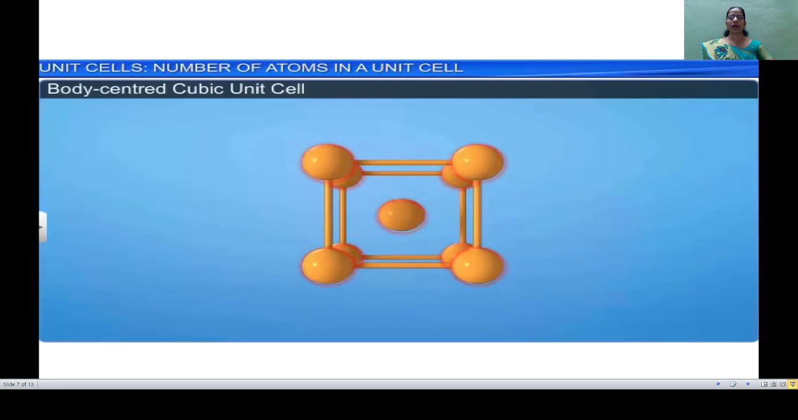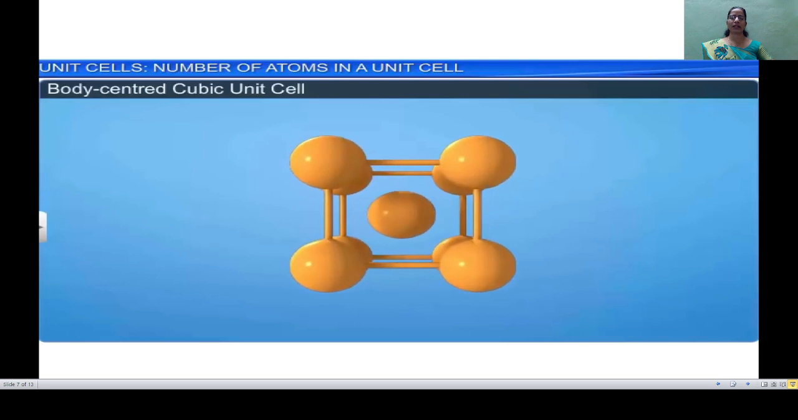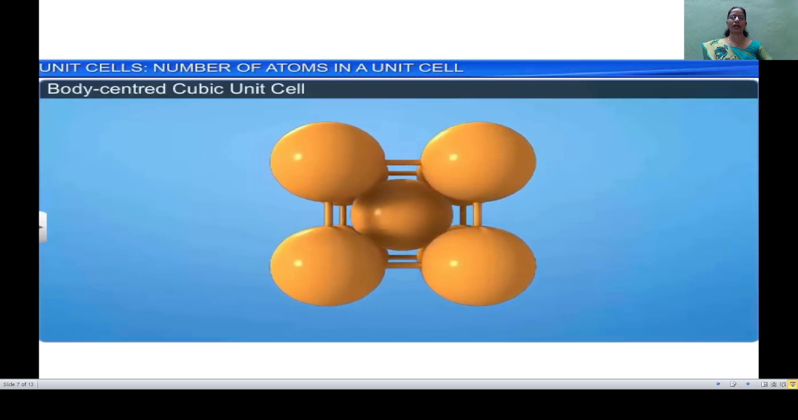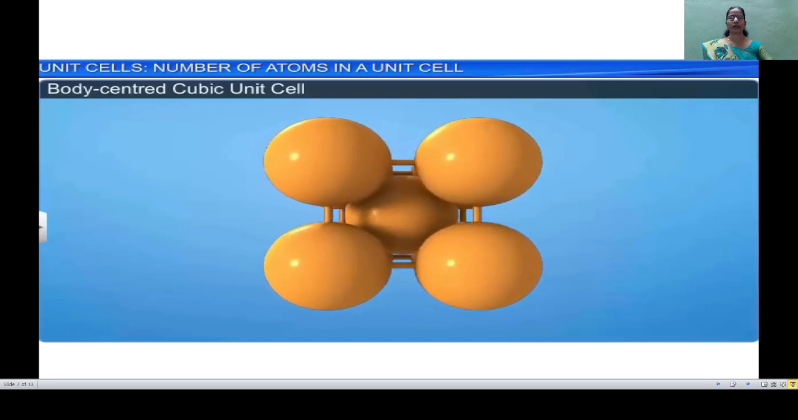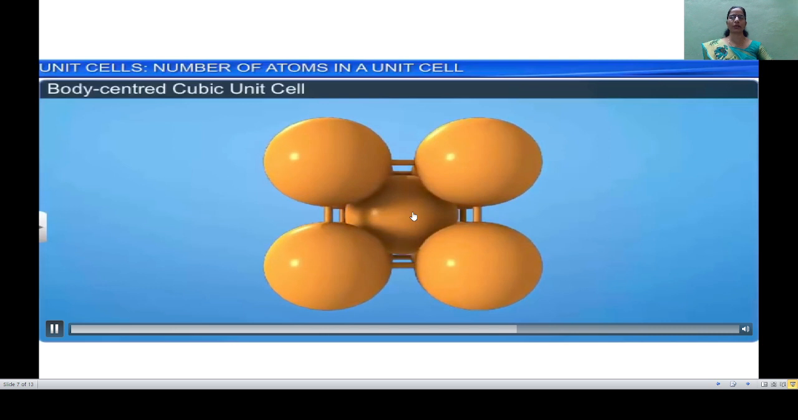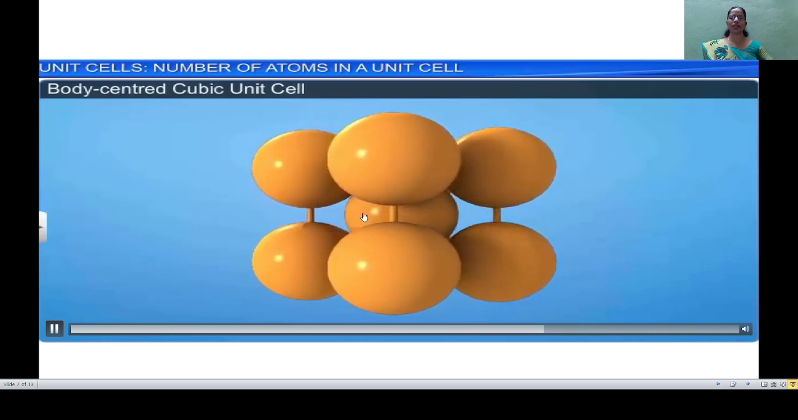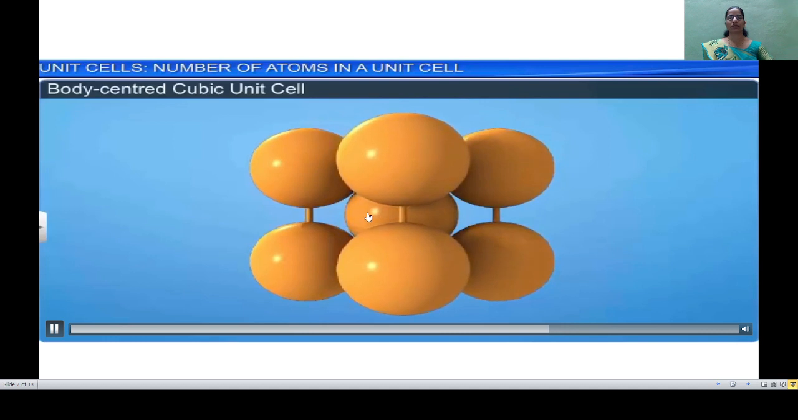Here again each corner particle will give only 1/8 contribution to that unit cell, while the particle which is present within the body of the cube is not surrounded by any other unit cells, and hence it will give its whole contribution to that unit cell. You will observe here that the corner particles are not touching each other, but they touch the sphere which is present at the center of the body of this cube.